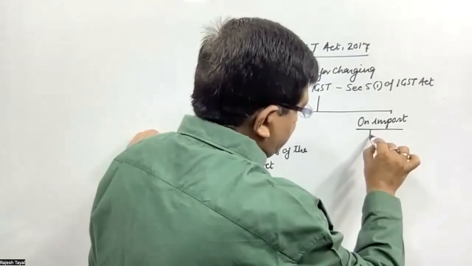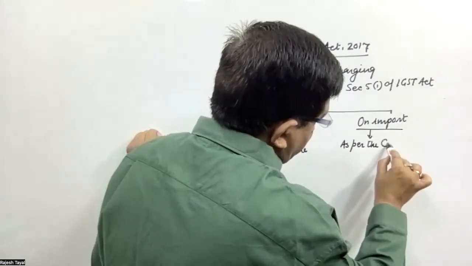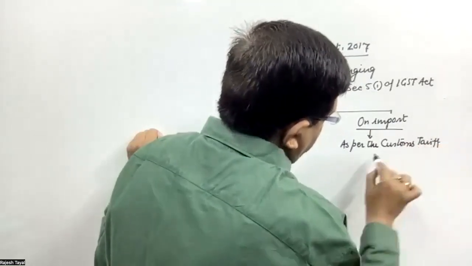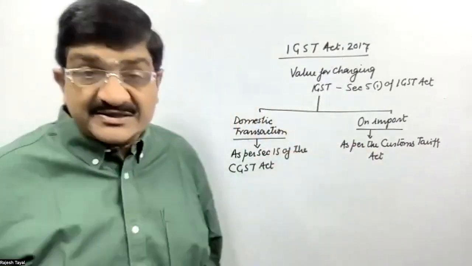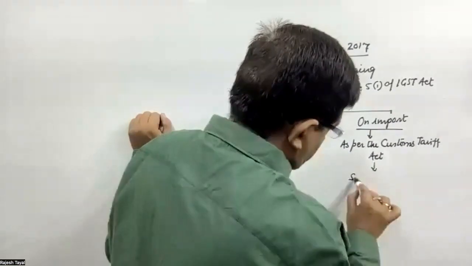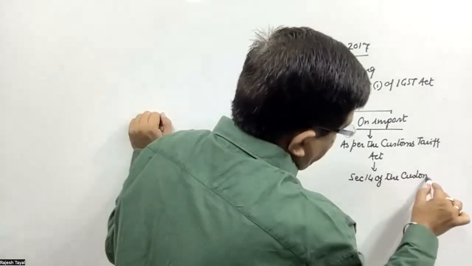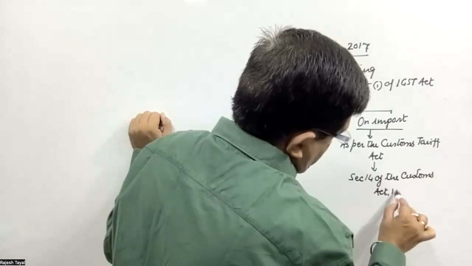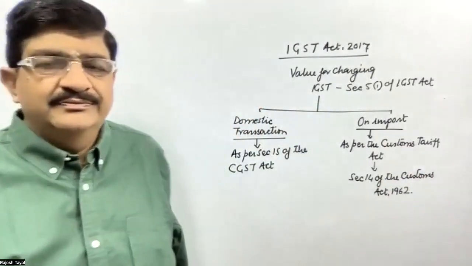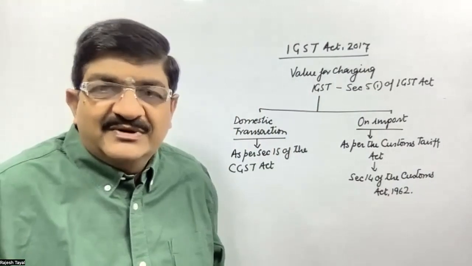Okay. On import, how is the valuation to be done? This is as per the Customs Tariff Act. And the Customs Tariff Act doesn't talk about value. Customs Tariff Act gives a reference to section 14 of the Customs Act 1962. Is this clear?